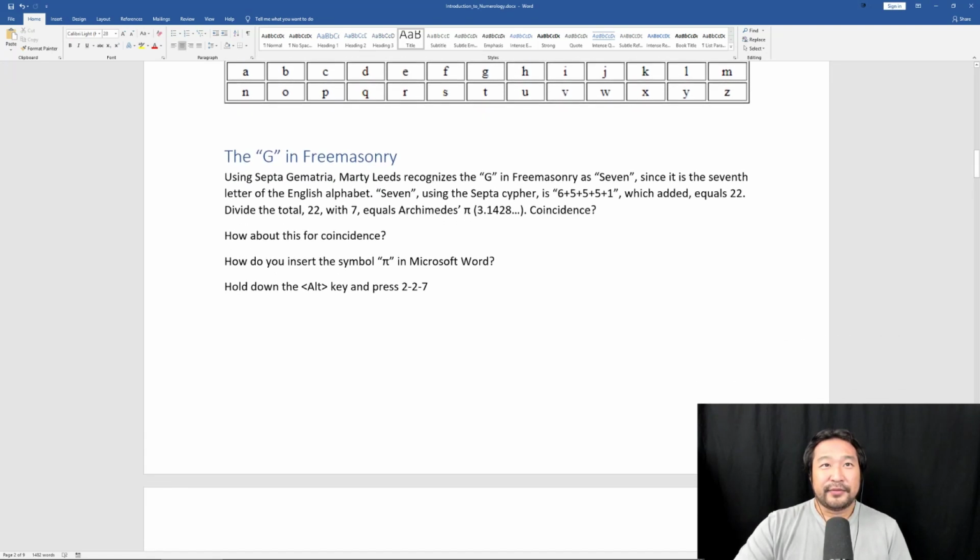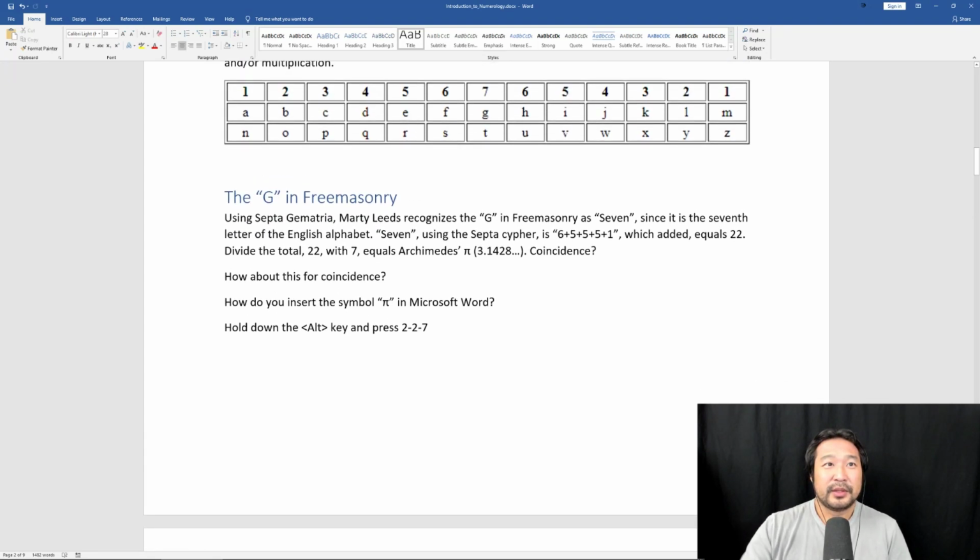The G in Freemasonry. Using Septa Gematria, Marty Leeds recognizes the G in Freemasonry as 7, since it is the 7th letter of the English alphabet. G, using the Septa cipher, is 6 plus 5 plus 5 plus 5 plus 1, which added equals 22. Divide the total 22 by 7 and it equals Archimedes' pi, which is 3.1428. And I think it keeps repeating 28, or maybe it's 18. Anyways, is this a coincidence?